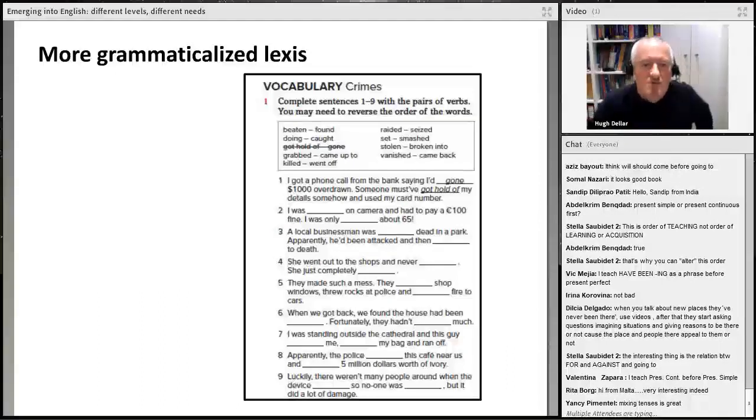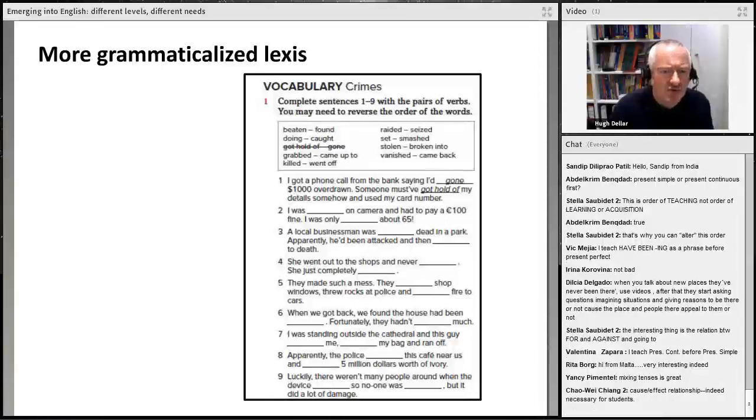So in terms of grammaticalizing lexis, you might start looking at things like this. This is crime vocabulary. Rather than burglar, burglary, murder, murderer, those kind of exercises, it's basically thinking about describing crimes and talking about crimes you've read about or heard about. So it's things like, I got a phone call from the bank saying I'd gone $1,000 overdrawn. Someone must have got hold of my details somehow and used my card number. I was caught on camera, had to pay a €100 fine. I was only doing about 65.